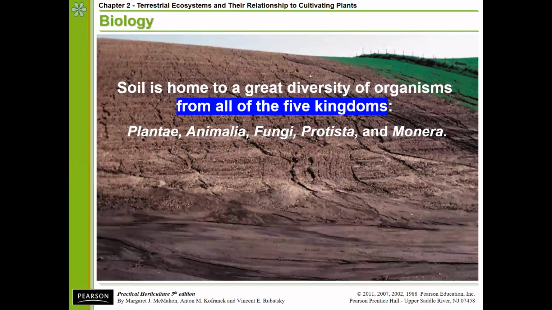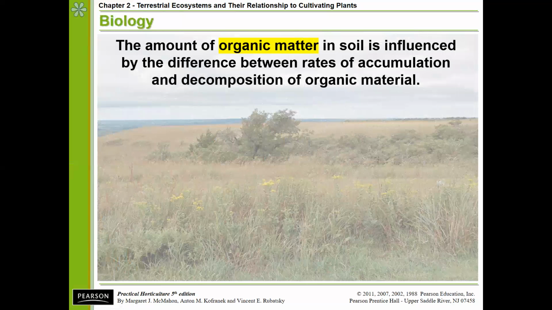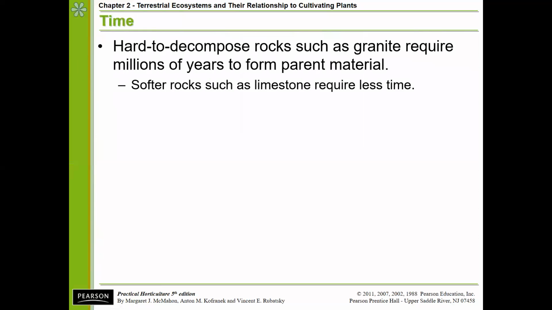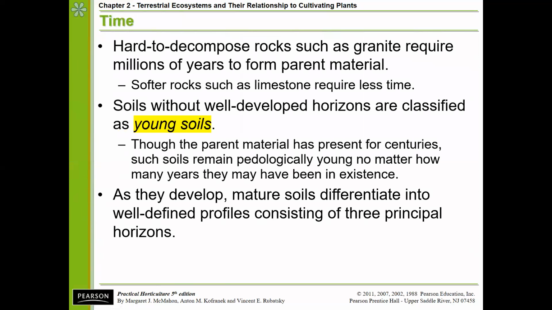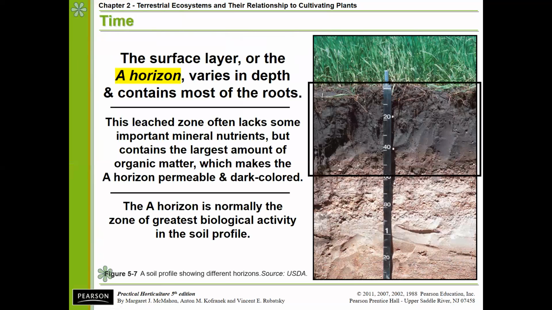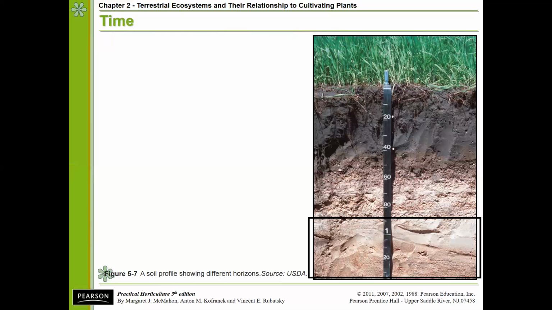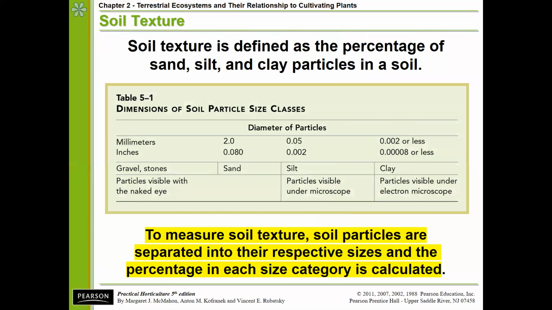Also know that in soil, we have life from all 5 kingdoms. Know what organic matter is and how important it is. Without well-developed horizons, we have young soils. The younger the soil is, the less well-developed horizons are. Know what each horizon is and the different components of it. A horizon, B horizon, C horizon. Very simplified in the text, gets more complex.